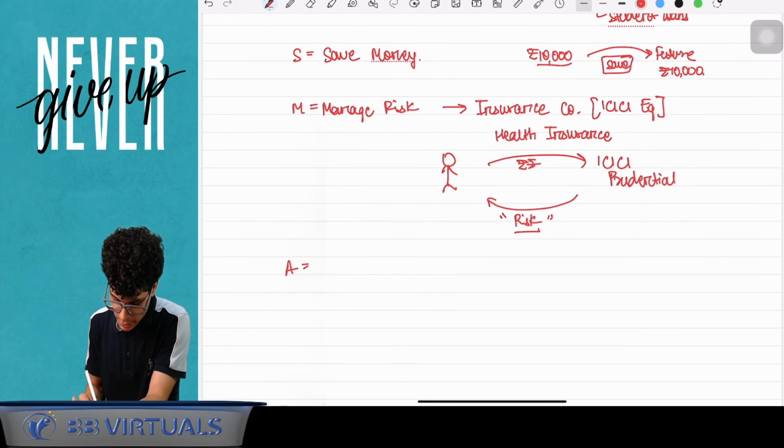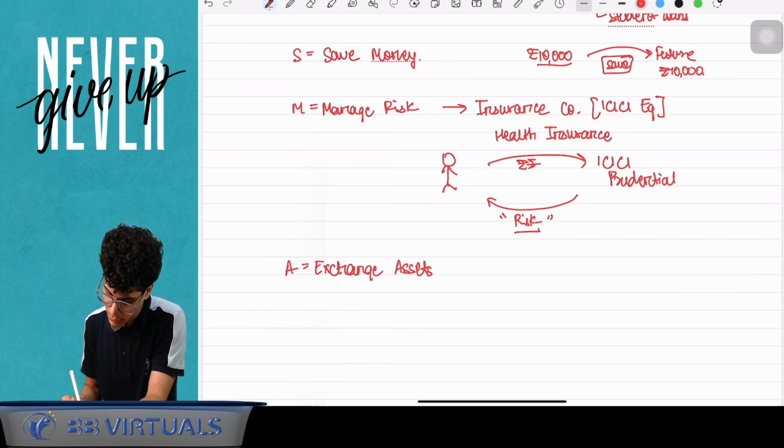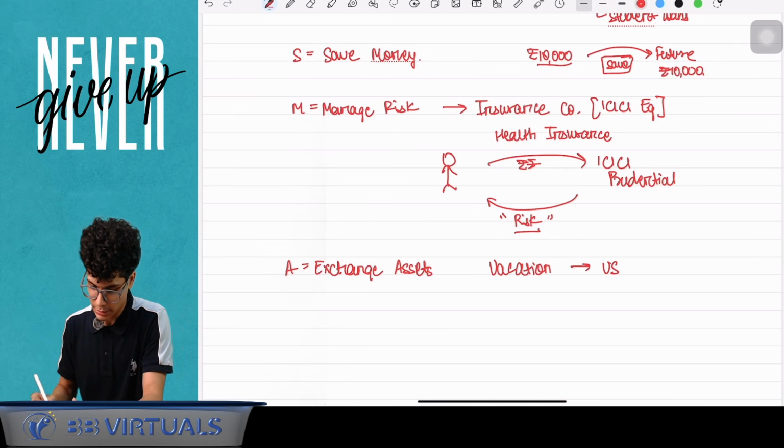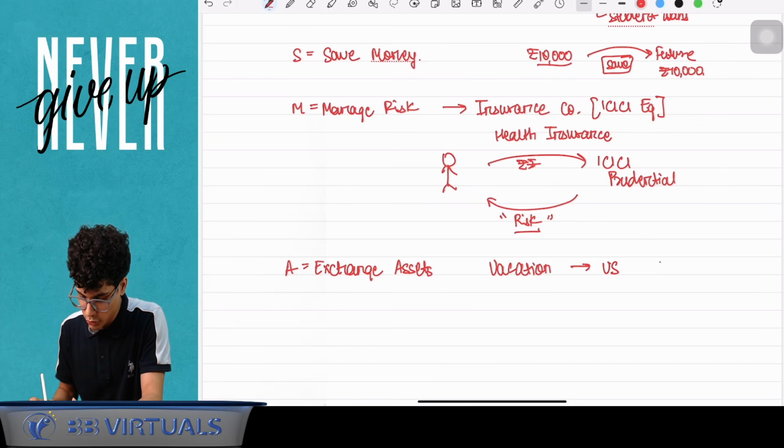A is to exchange assets. Now you want to go for a vacation. Where do you want to go? Sir, we will go to the US, we want to go to Los Angeles. Now to go to Los Angeles, what would you require? You would require dollars. In India rupees are used, right? But you would have to convert this into dollars.